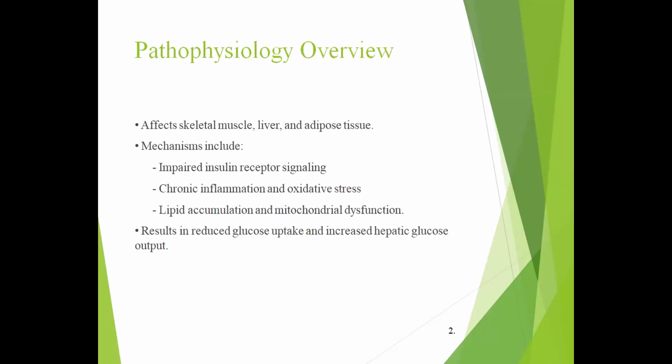The pathophysiology involved in insulin resistance: it is mainly found and observed in skeletal muscles, liver, and adipose tissue. The mechanisms included are impaired insulin receptor signaling, that is AMPK signaling pathways, chronic inflammation, oxidative stress, and lipid accumulation and mitochondrial dysfunction, mainly in muscles and liver. It results in increased glucose levels in the blood, that is hyperinsulinemia and hyperglycemia. Next, please.